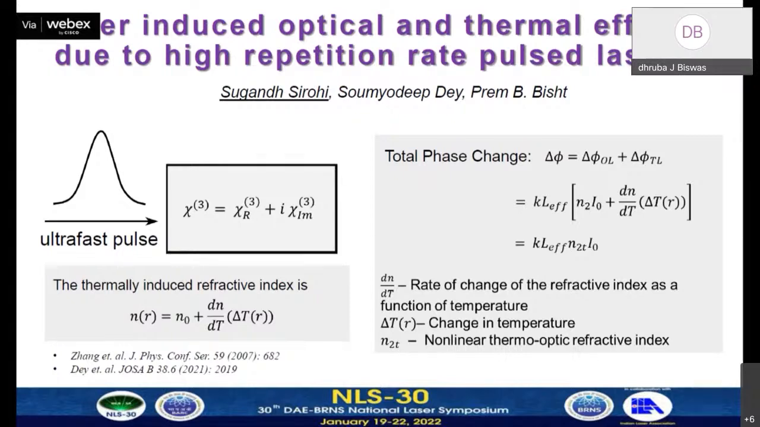Now, the total phase change has an optical as well as a thermal contribution. The thermal contribution depends on dn/dT, the thermo-optic coefficient, and the change in the temperature of the material. Next slide.